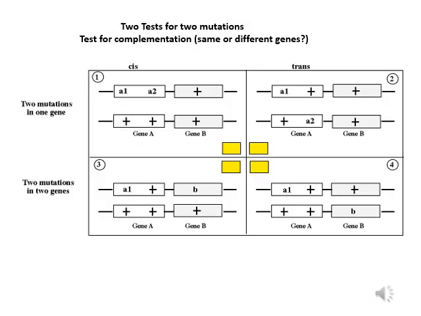This picture shows the test for complementation, where mutations are present on the same gene or on different genes, and how they are located. Consider picture 1, where two mutations are on one gene. We have gene A and gene B, with two alleles of the genes. You can see in the first picture the mutations A1 and A2 are present in the cis position on the same gene, gene A.